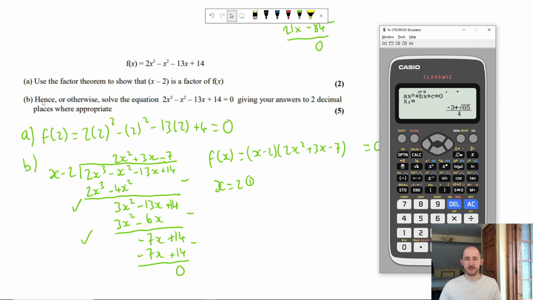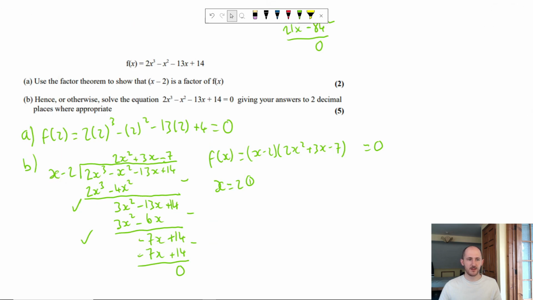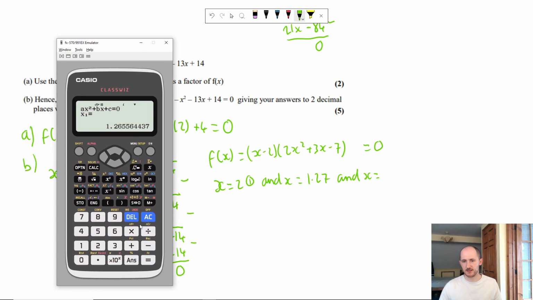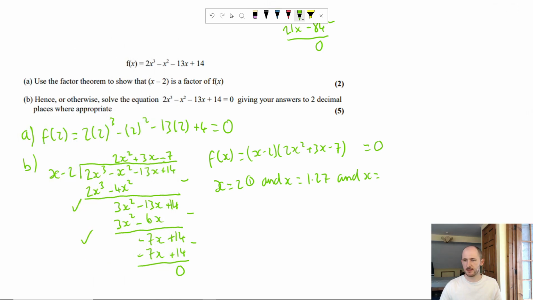And can you see why now they've given me 2 decimal places? Would you guess that number for the factorizing? I wouldn't. So it says to 2 decimal places, so then we have x equals 1.27, and there should be one more, because cubics have 3 answers, negative 2.77. So you get an answer for each of those.